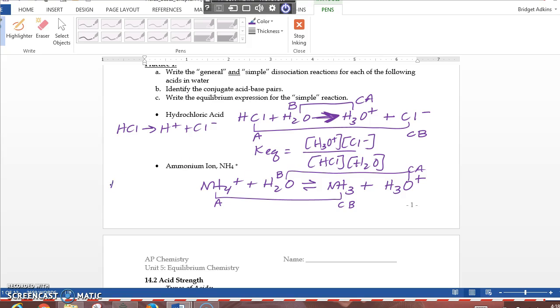If we wanted to write it in simple terms, NH4 plus breaks up into H plus and NH3. And then our equilibrium expression, we would say K equals, on top, we would have the concentration of NH3 times the concentration of H3O plus, all over the concentration of NH4 plus, times the concentration of H2O.